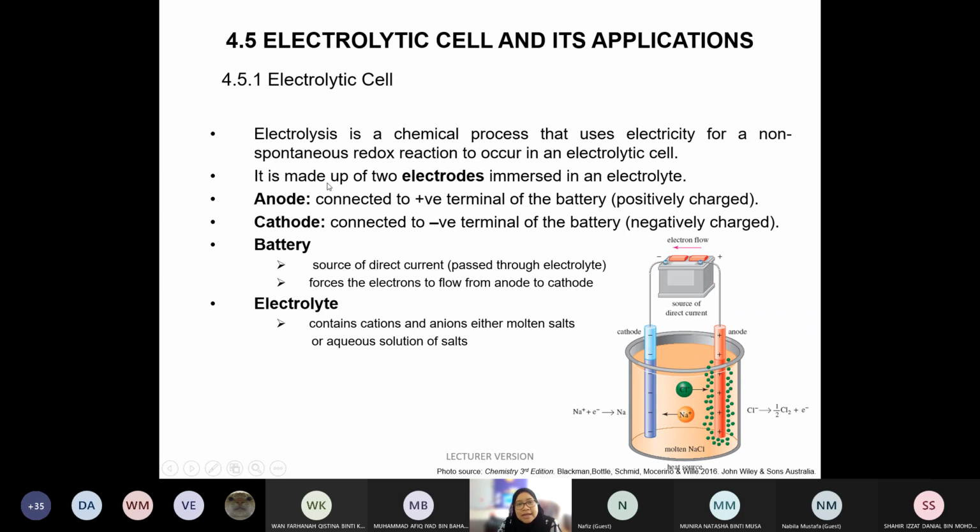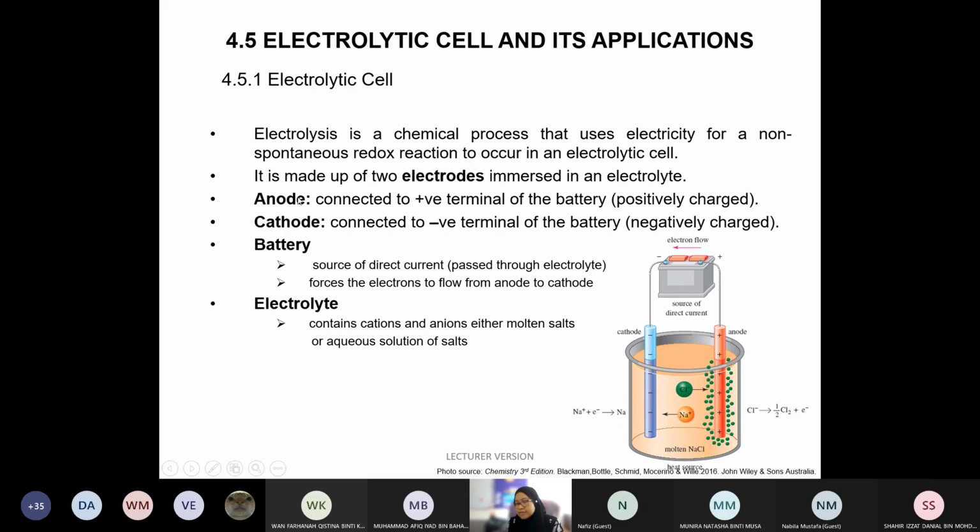It is made up of two electrodes immersed in an electrolyte, which is the same as what we had in galvanic cell. Tapi we only have one electrolyte. For electrolytic cell, we normally have one electrolyte only. But for galvanic cell, we have two electrolytes in separate containers. Anode is connected to the positive terminal of the battery, so it will be positively charged. It is different than galvanic cell.